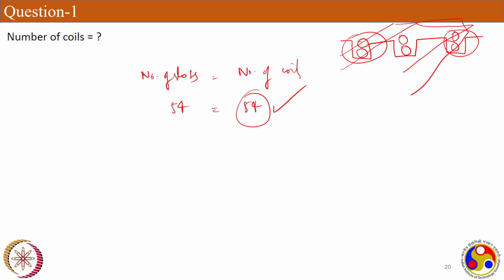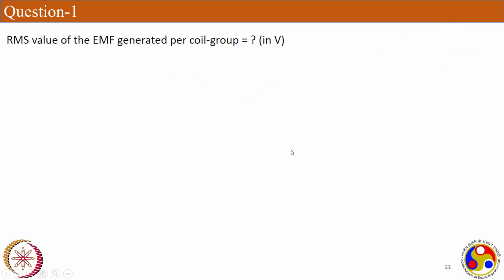Okay, got it. Now, what is the RMS value of the EMF generated per coil group? We already know the EMF formula. The coil group is what you need to be sure of. There are 54 coils because of the slots, and how many such coils are per pole?